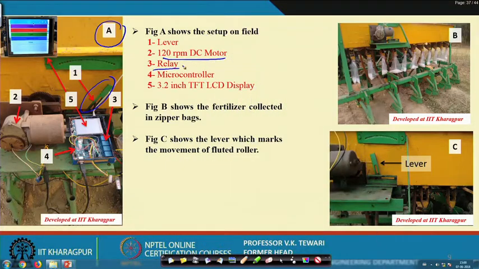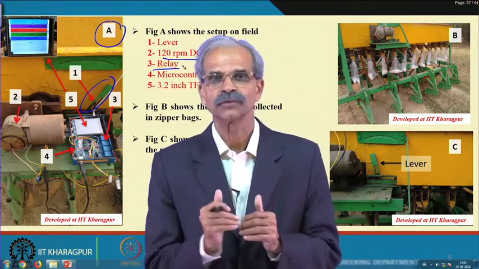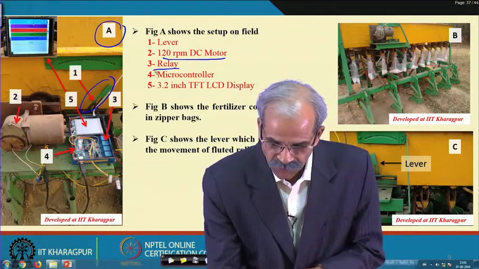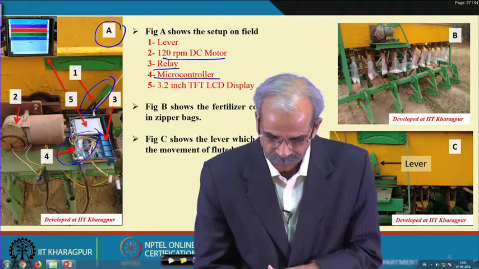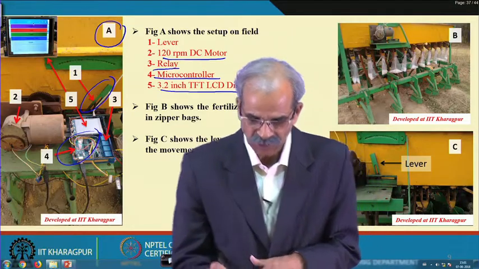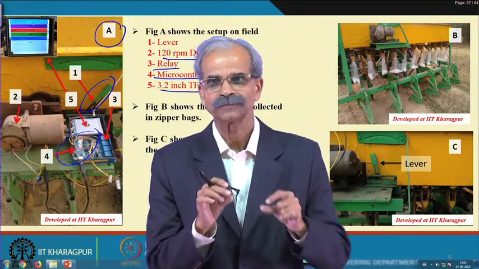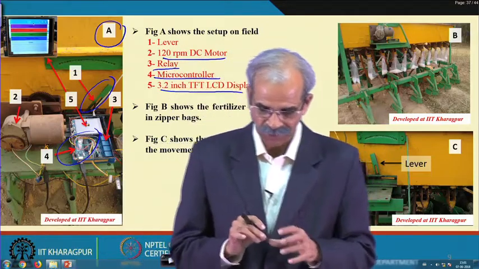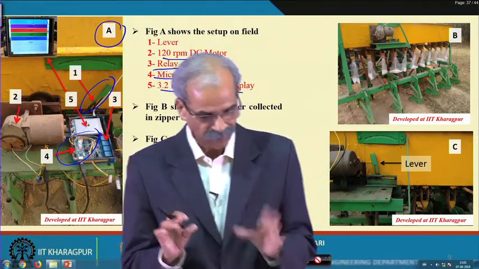Then we have the relay system which will tell us how much is the gap and what are the systems which are working with respect to the others. Then 3 is the relay, 4 is the microcontroller, the microcontroller system over here. Now, there is a TFT LCD display, which will tell us the amount of information displayed. This is a thin film transistor LCD display.